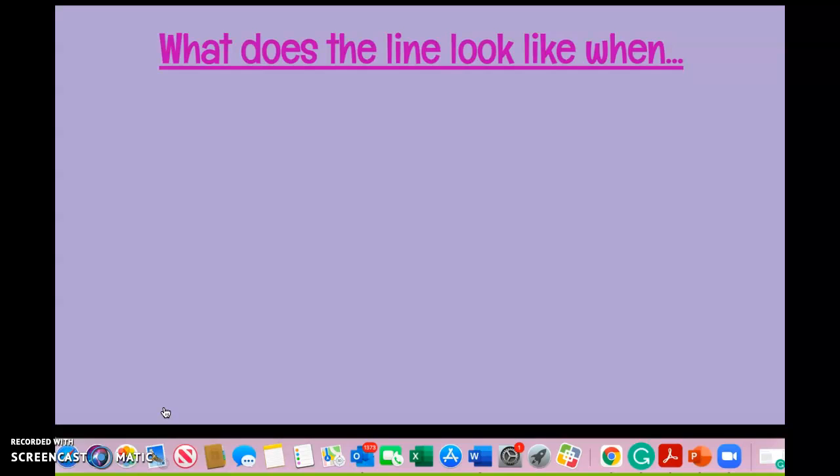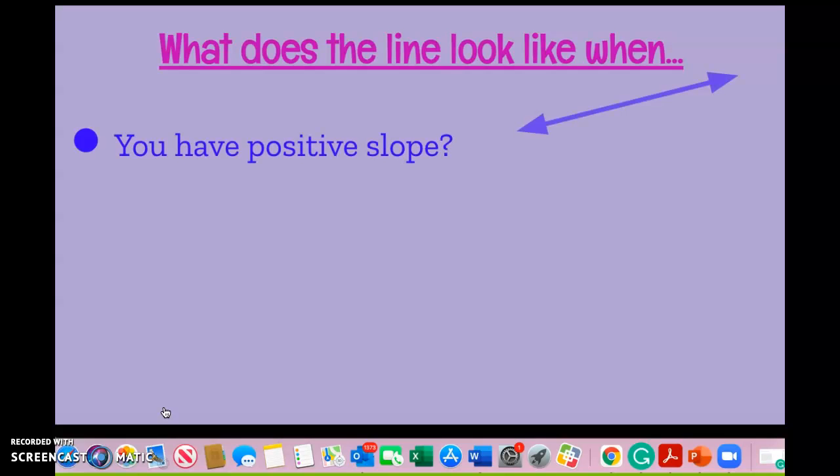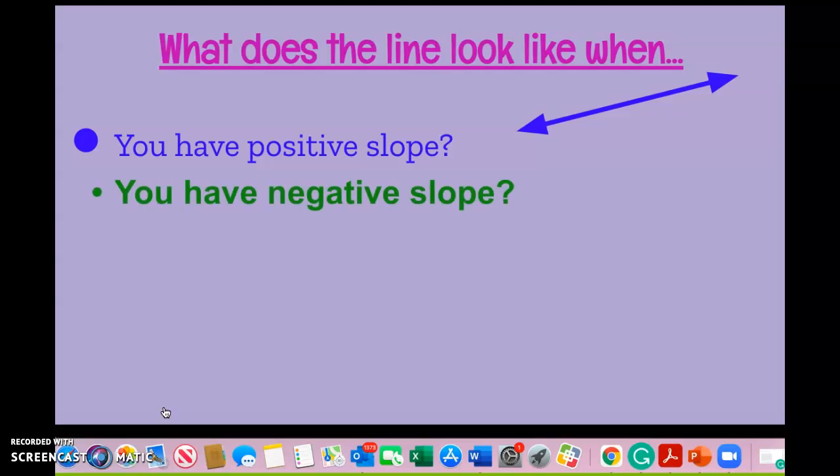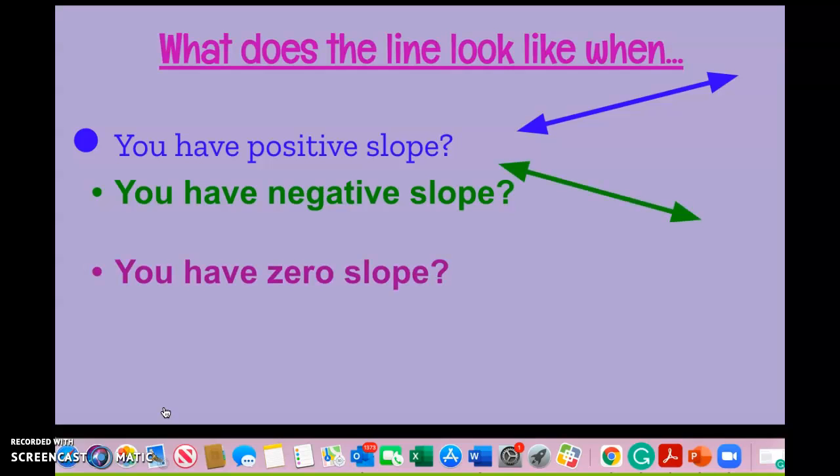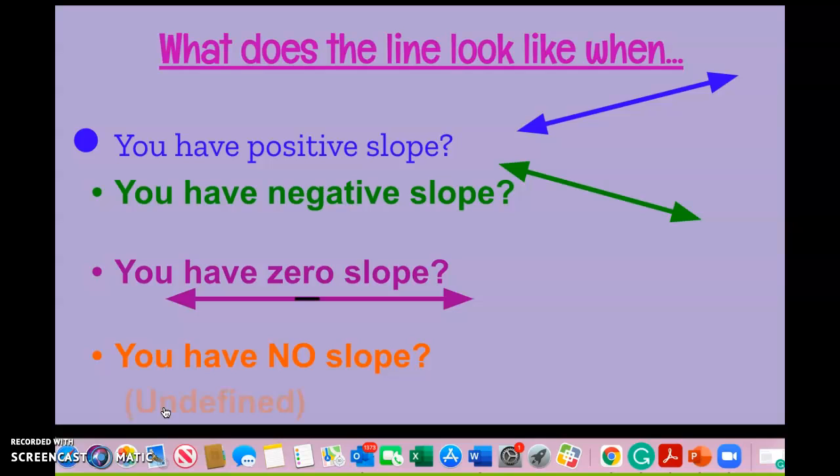What does the line look like when you have a positive slope? Well, again, if you have a positive slope, it's going to be going up from left to right. If you have a negative slope, it's going to be going down from left to right. You also have some that have zero slope, which will be straight across, horizontal, without any slant or stiffness at all. And then you have no slope, which is undefined, and that's a line that's perpendicular to the x-axis and parallel to the y-axis.